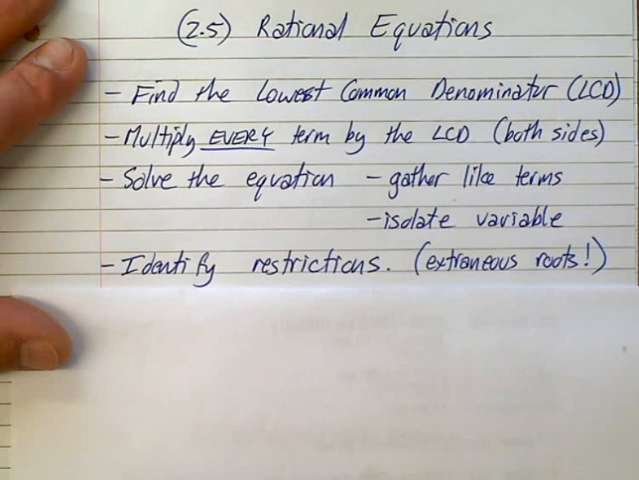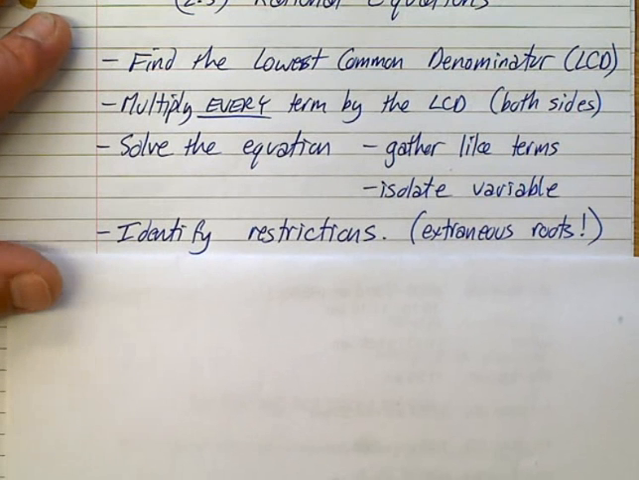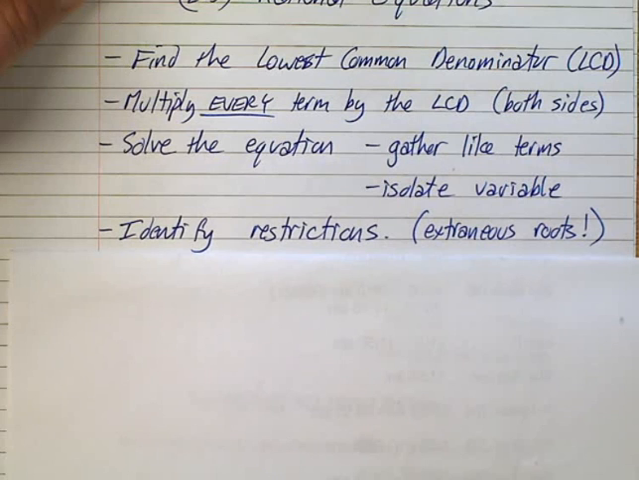And then you will be looking for extraneous roots, which means you have to understand the restrictions, right? Division by 0 is essentially the only restriction. So when we get our answer or answers, we plug them in and check.